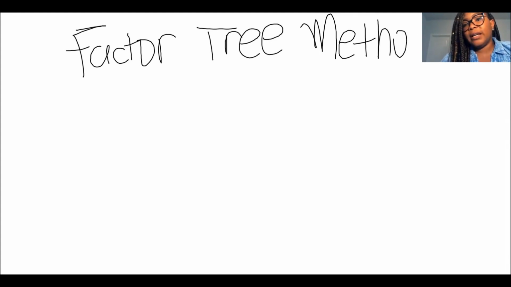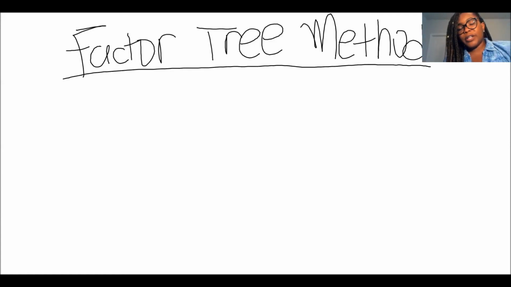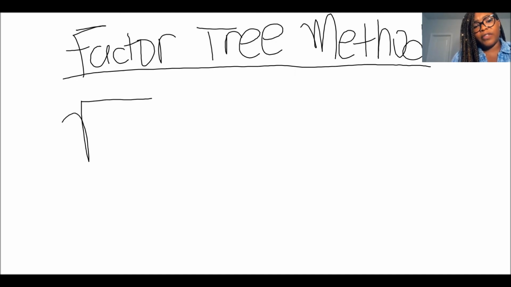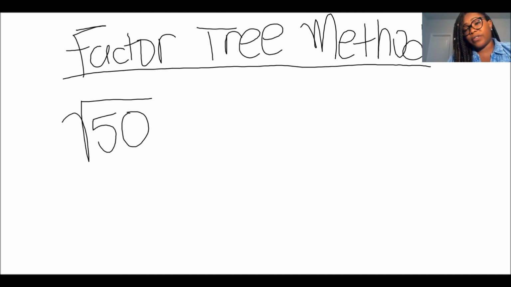Okay, so I'm going to use the same example as I did before, radical 50. So we want to simplify radical 50. But this time, instead of using a perfect square, we're just going to go ahead and factor out 50. So we're going to do what we call prime factorization.